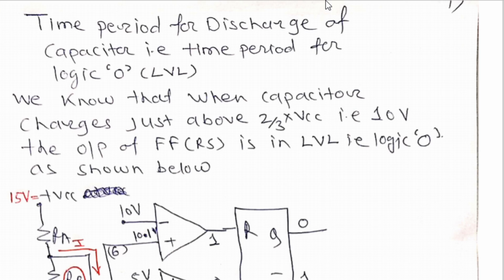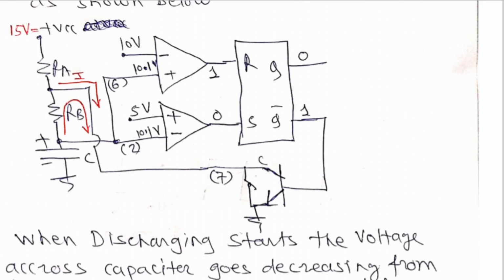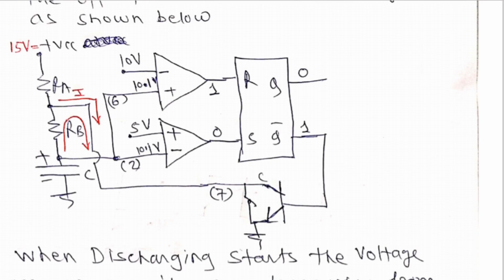Because Q bar is in LVL initially, this Q bar is applied to the base of the transistor. You will recall, you will get everything. This Q bar is applied to the base of the transistor and the transistor behaves as an open switch, and therefore the charging action starts. Now consider that our capacitor has started charging. It will cross 1 volt, 2 volt, 3 volt, 4 volt, and when it crosses the 5 volt level, you know that both the inputs become 0 0, but the output will remain in the previous state, that is 1 and 0.